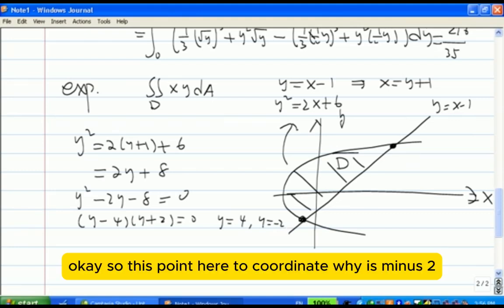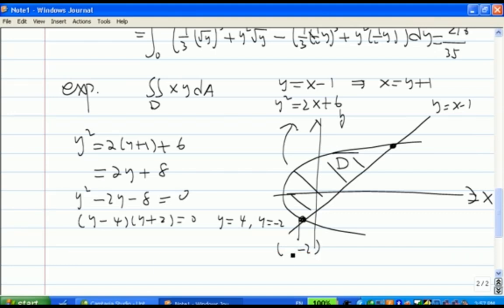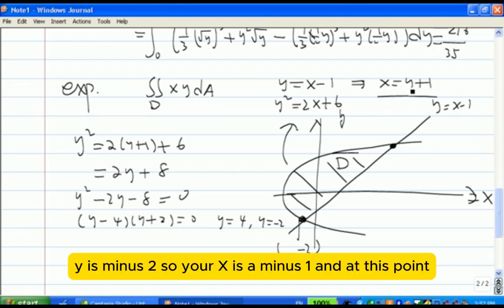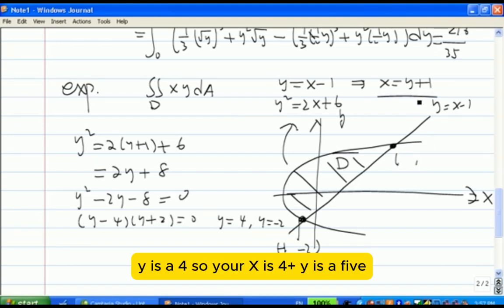So at this point here, the y coordinate is minus 2. Then you go ahead and find x. Y is minus 2, so your x is minus 1. And at this point, y is 4, so your x is 4 plus 1, which is 5.